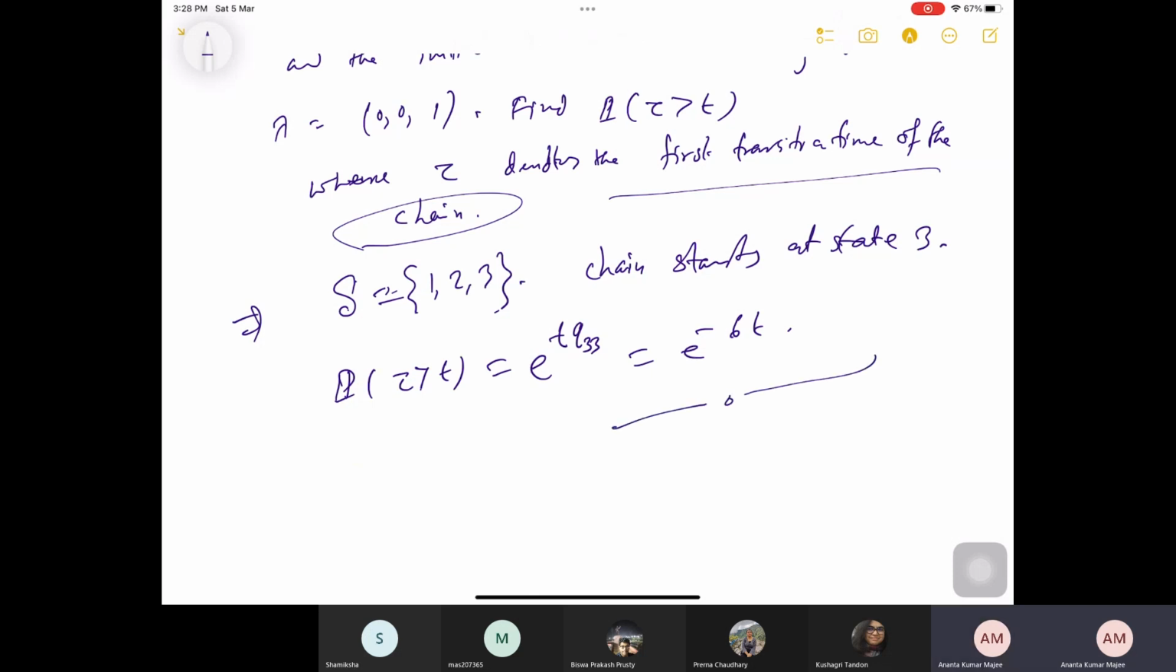Okay, so I'll stop now, and next day I will complete the other parts and then the limiting distribution of CTMC.